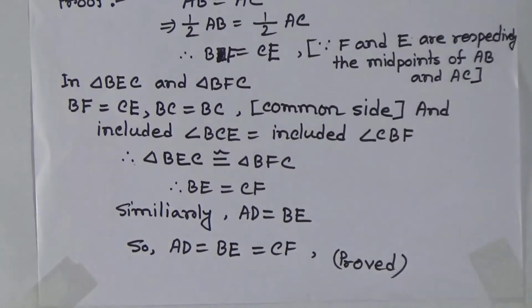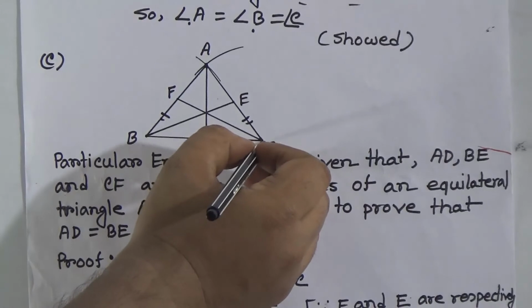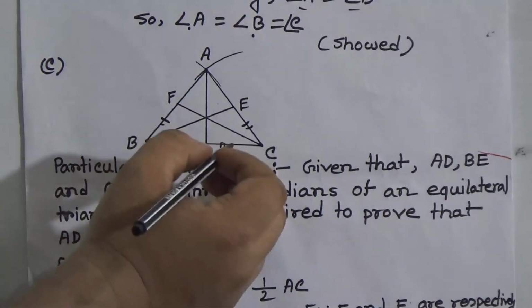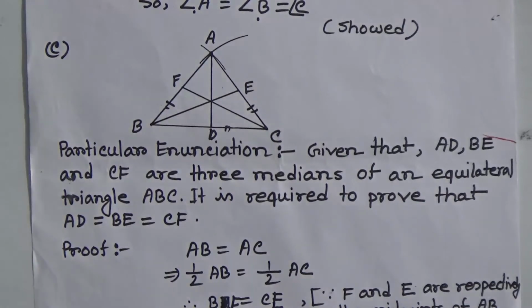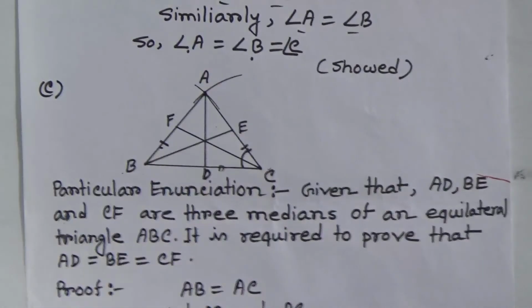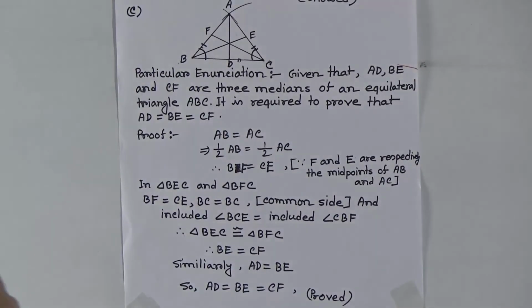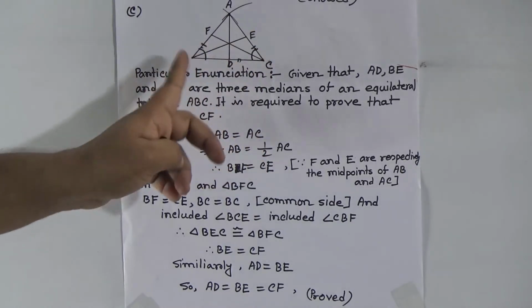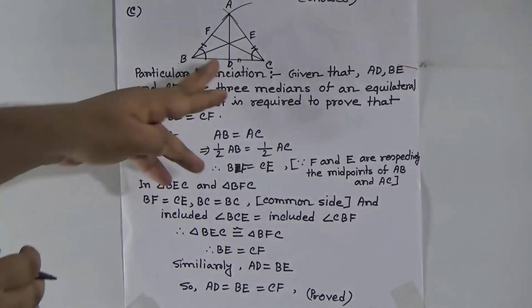So we can say BC equal BC, common side, and included angle BCE equal to included angle CBF. I repeat, included angle BCE, this one, and included angle CBF. So we can say as BF equal CE, BC equal BC, and BCE equal to CBF. So we can say these two triangles are congruent.